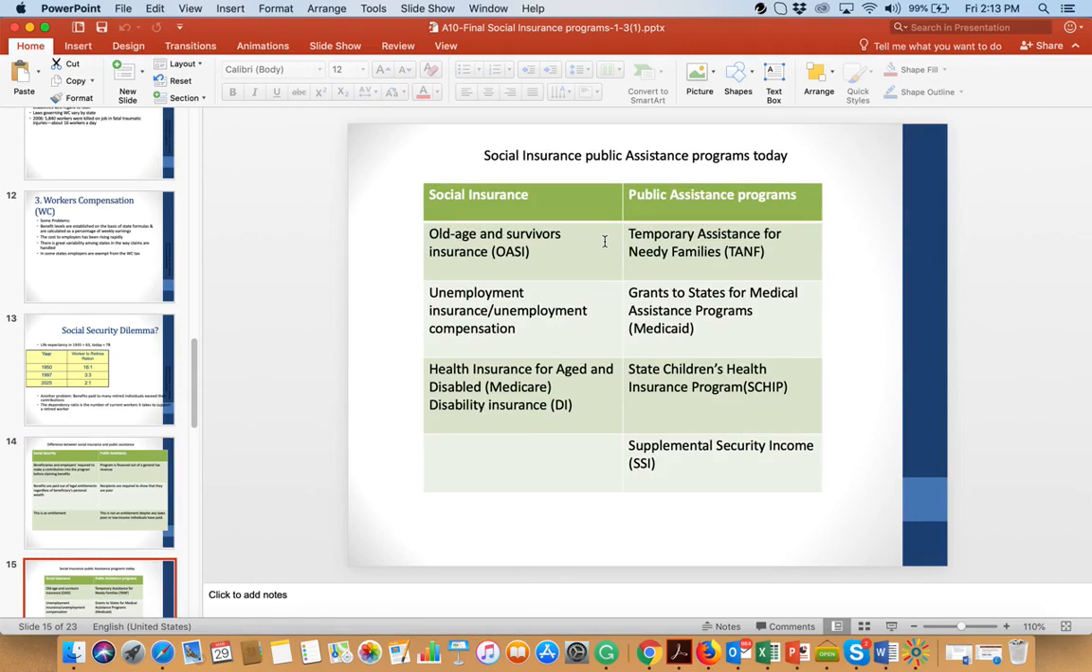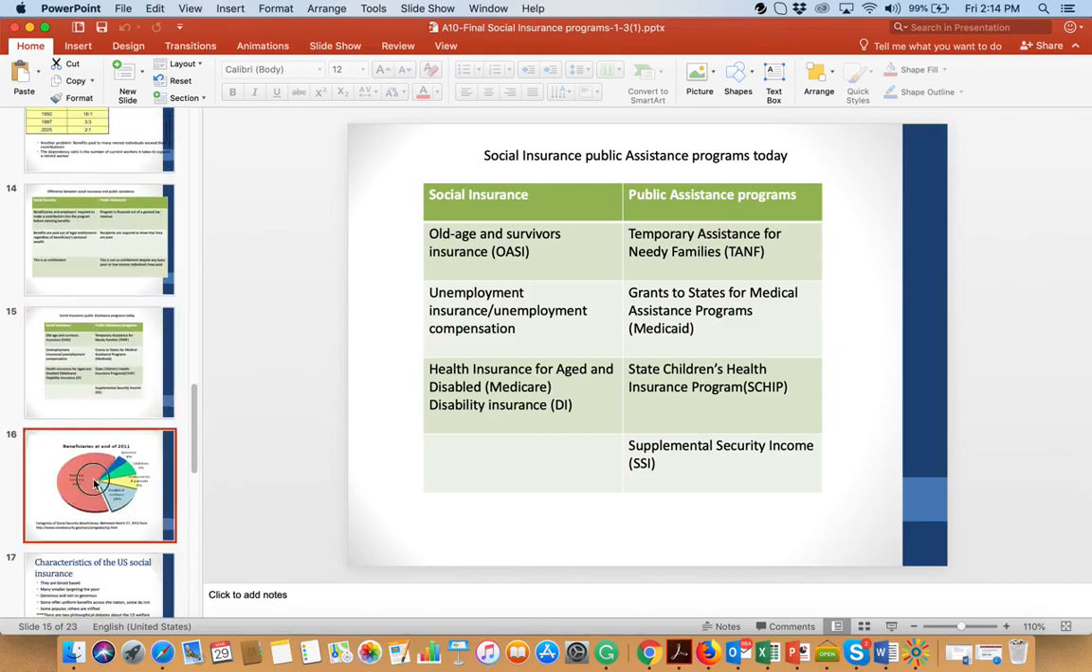Examples of social insurance programs are Old Age, Survivors and Disability Insurance. Temporary Assistance for Needy Families is a public assistance program. Unemployment insurance is social insurance. Medicaid is a public assistance program. So understand which programs are social insurance and which are public assistance, so that you can understand them and ask questions, and also so that you can help your clients.